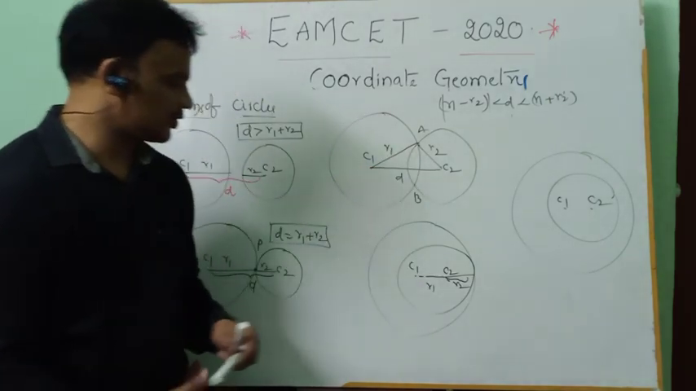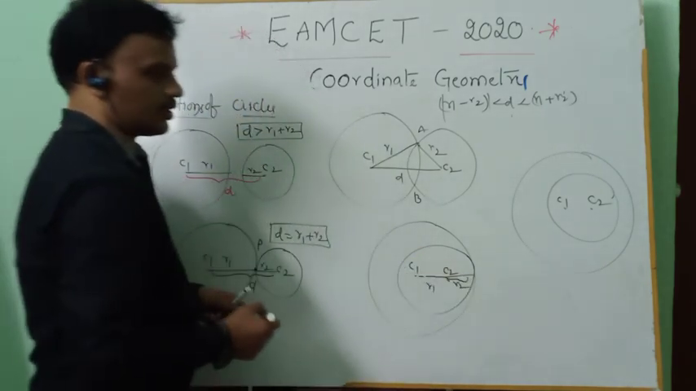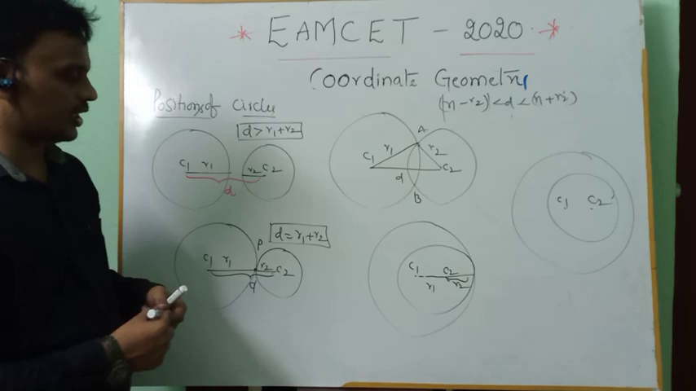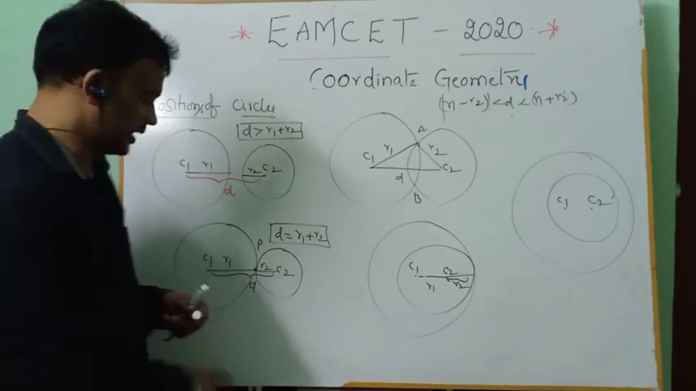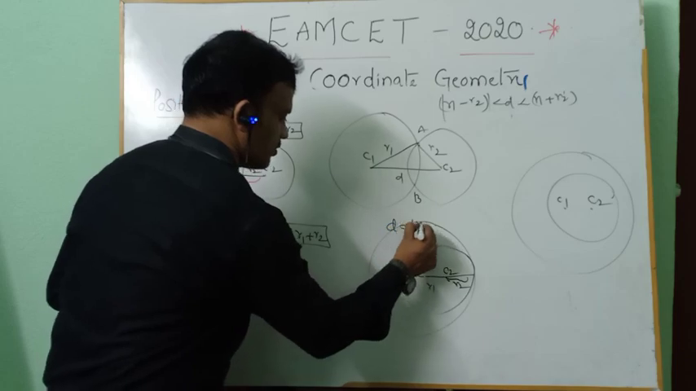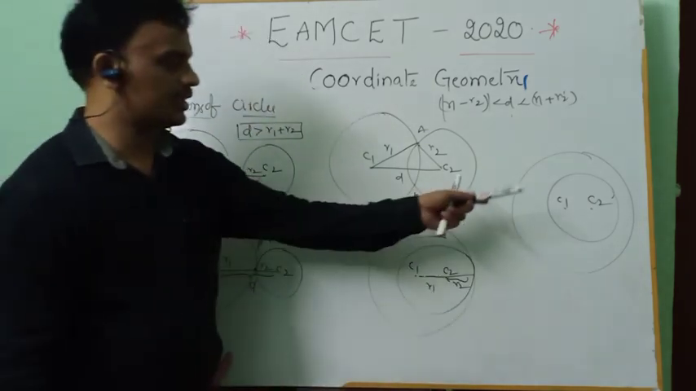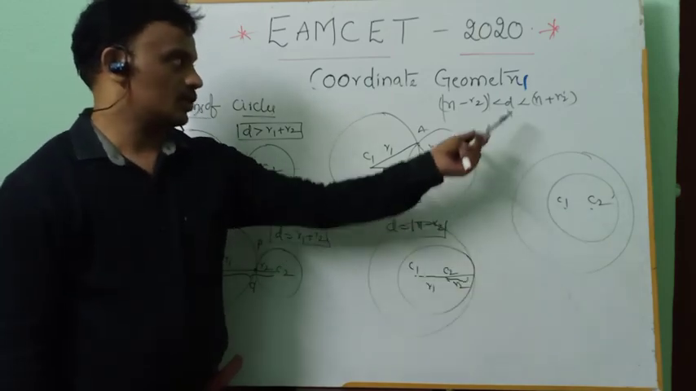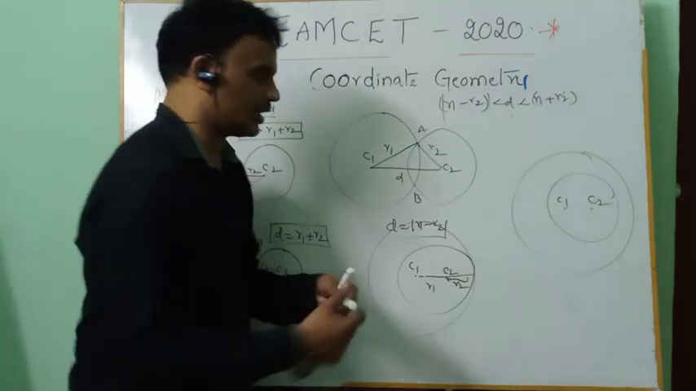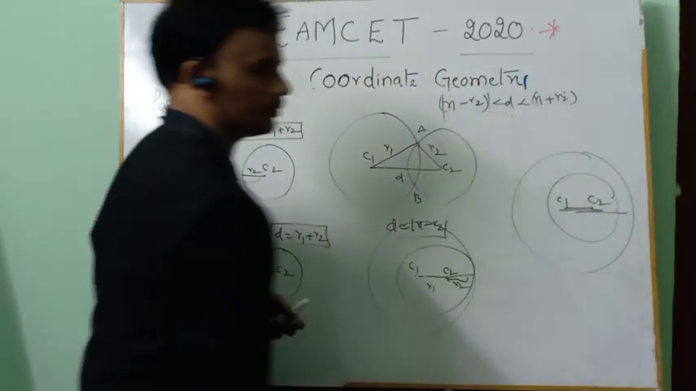Coming to this one. D equals R1 minus R2. Here also the circles touch each other, internally. Before it was externally, here it is internally. What is the condition for this? D equals the difference of the two radii. Then what about this? One circle is completely present inside the other. So D is less than R1 minus R2.